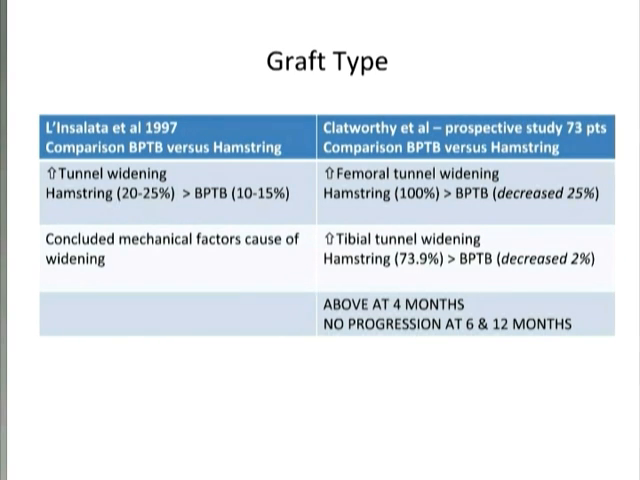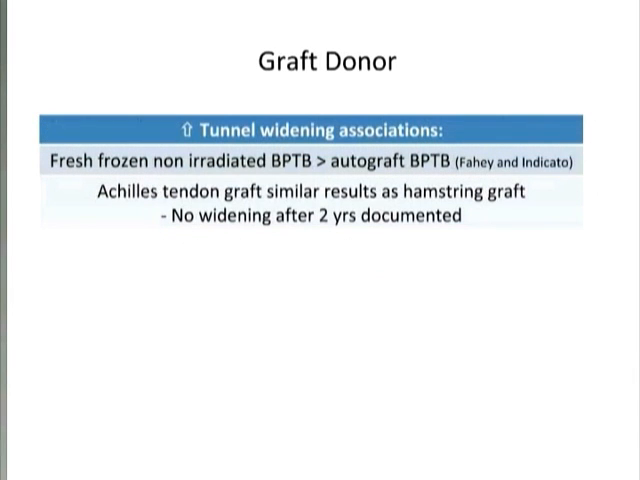The graft donor types: increased tunnel widening has been associated with fresh, frozen, non-irradiated bone patella tendon bone grafts over autografts, as you'd expect. And Achilles tendon graft had similar results as hamstring graft, and there was no widening documented after 2 years. That was in a paper looking at those two.